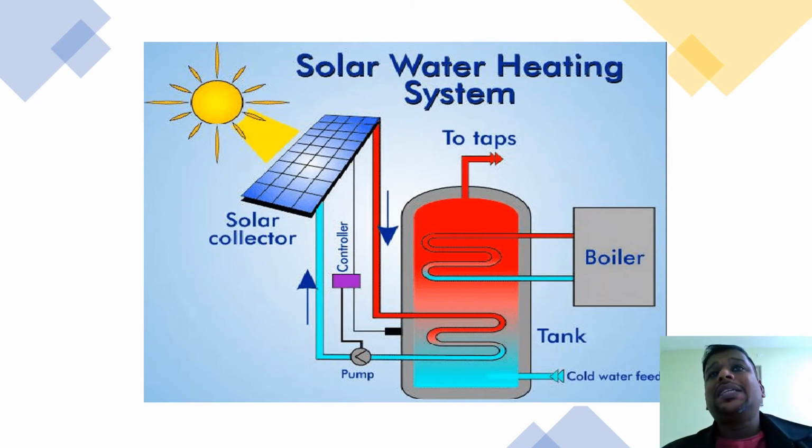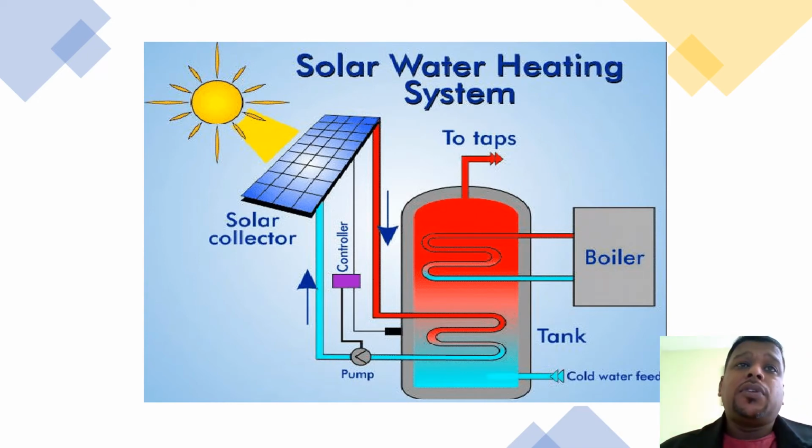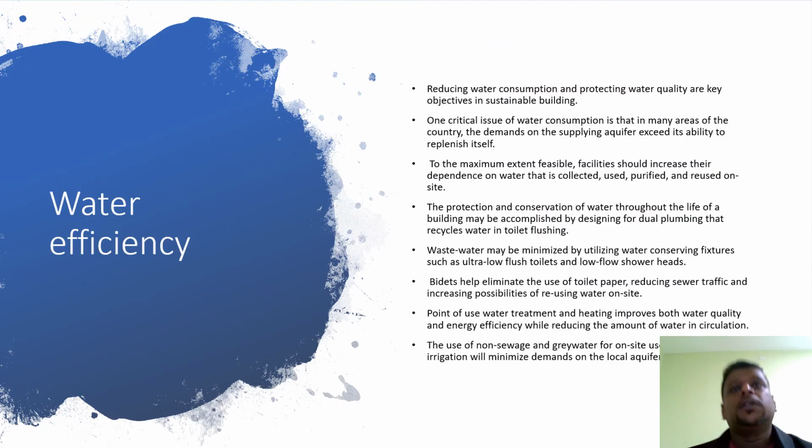So this is the solar water heating system. From the solar we can generate heat for the water for use in the kitchen, for the shower, and for other purposes. Okay, let's talk about water efficiency.